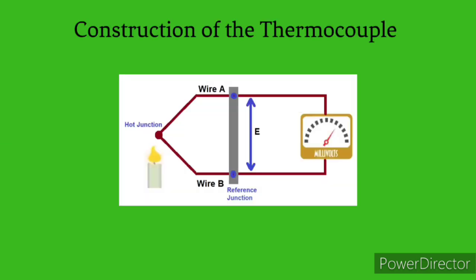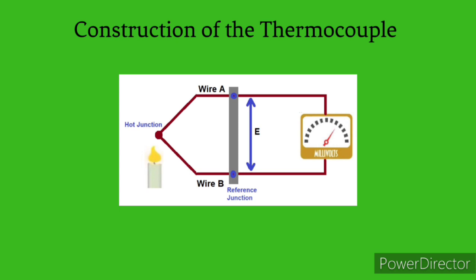Now let us discuss the construction of thermocouple. The construction of the thermocouple is very easy. A thermocouple consists of two dissimilar metals welded together to form two junction points. Here you can see in the diagram, when two dissimilar metals combine with each other, they form two junctions. One of the junctions is the hot junction, which is exposed to the environment. The hot junction is the measurement junction through which we can measure the temperature. The other junction is the cold junction, which is also known as the reference junction.